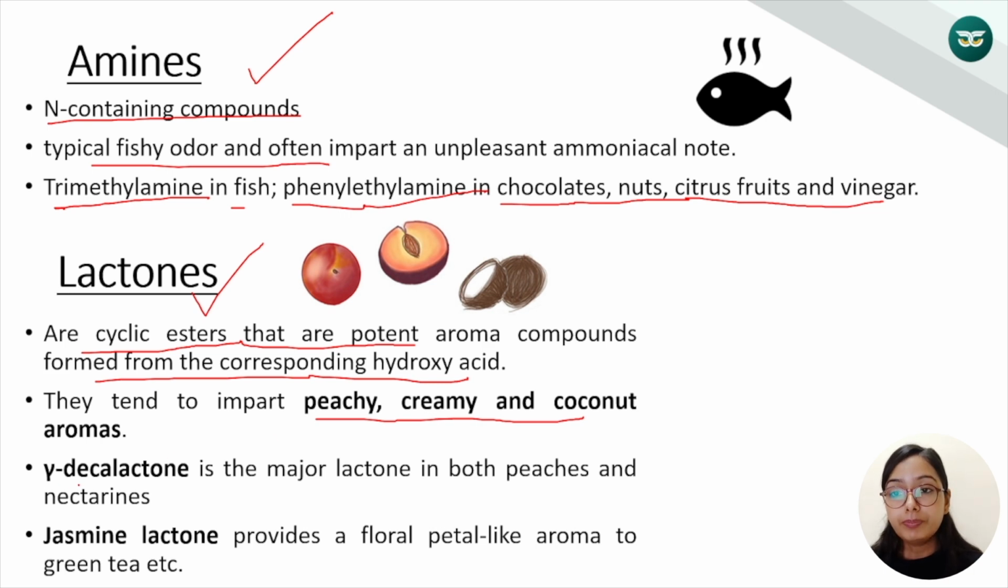So the gamma decalactone is a major lactone which is present in both peaches and nectarines. So whenever we are talking about peaches and nectarines, it means the lactone flavoring compound, which is gamma decalactone, is responsible for giving the typical flavor of that product. Then again we have jasmine lactone, which is responsible for providing the petal-like aroma in green tea.